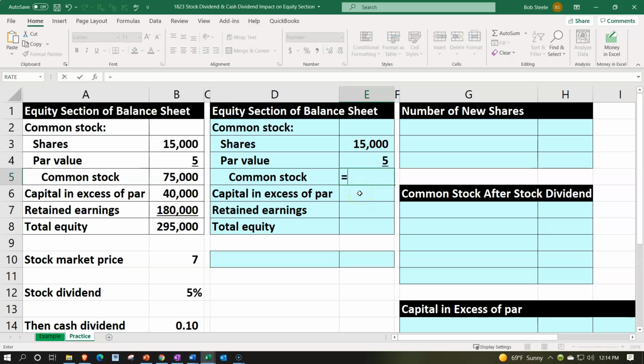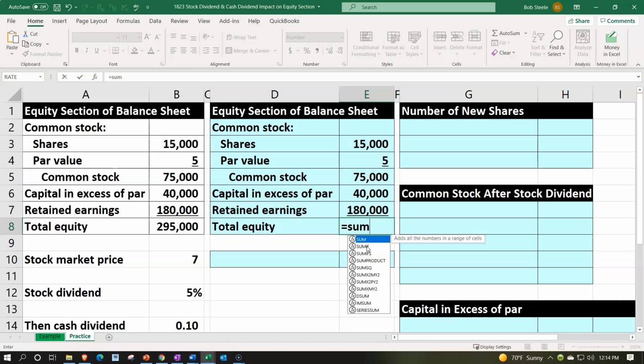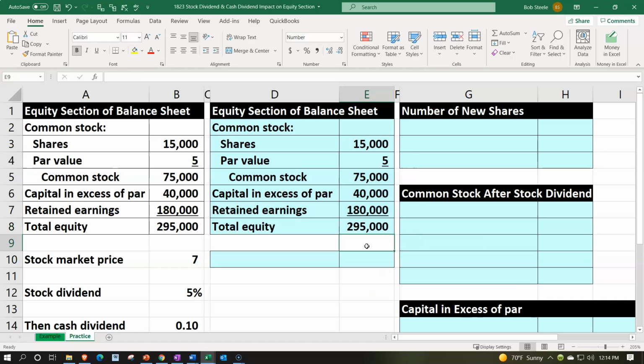So the common stock is going to be the 15,000 times the 5. In other words, we'll pick up the capital in excess of par as the starting point, the retained earnings at the starting point, underline that, font group and underline, and then let's sum up the total. And once again, once we make a change to it, the sum should change along with our adjustments.